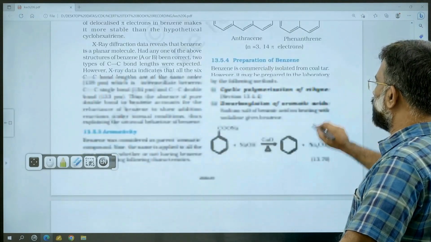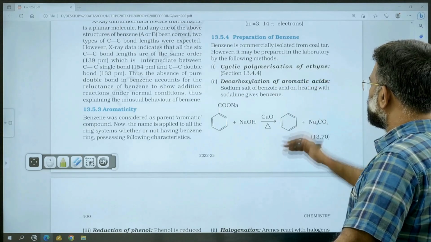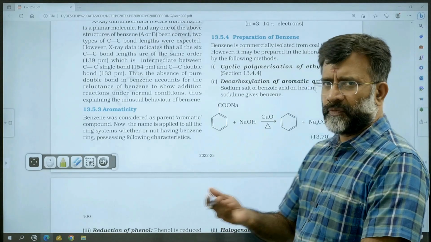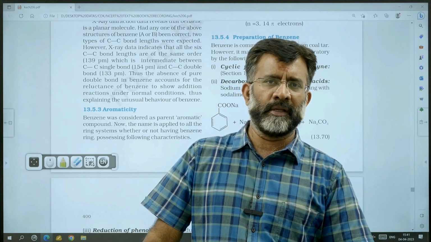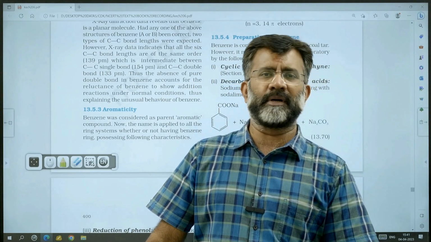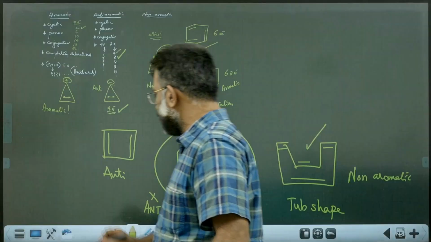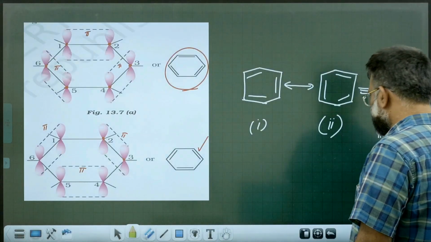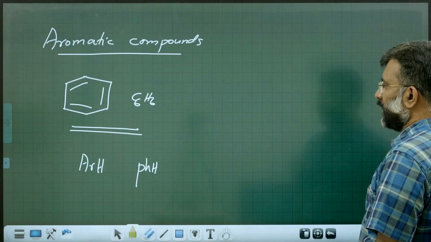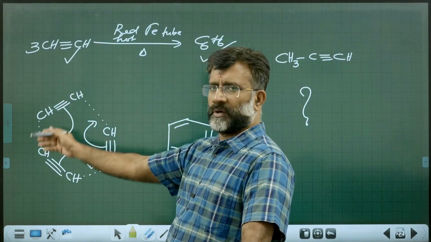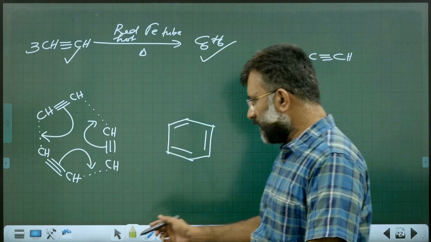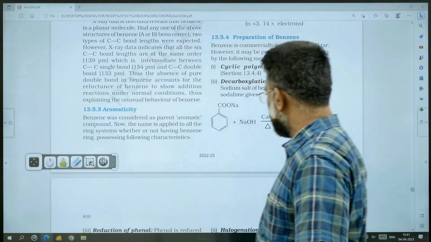There are a few reactions commented. One is cyclic polymerization of ethyne. A few minutes back in the topic alkynes, we had a talk on cyclic trimerization of ethyne. We have discussed it here. You see, cyclic trimerization of ethyne, you get benzene. Already we have discussed that context.